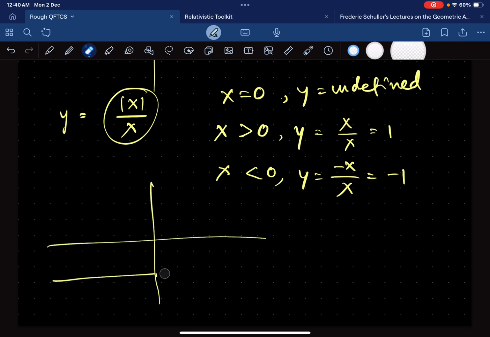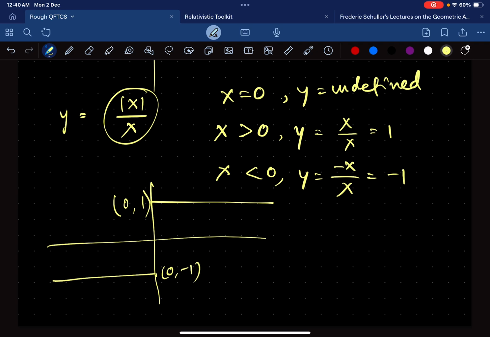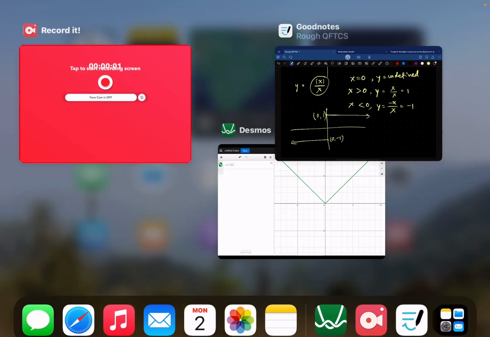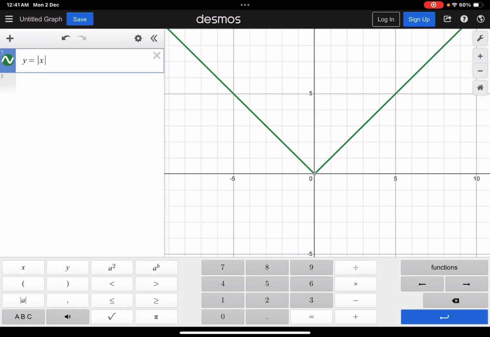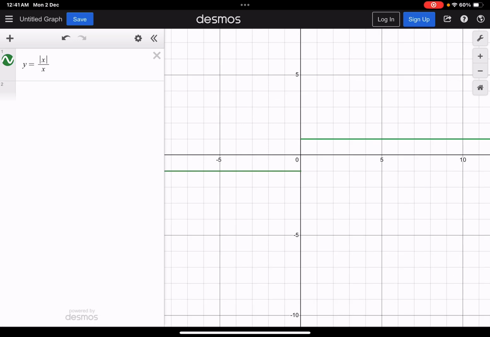Okay, the graph will look like this. This is 0 comma 1, this is 0 comma minus 1, this point. So the graph will look like this. Okay, let's just check. Dividing mod x with x. Here, mod x with x. So yeah, we got it right.